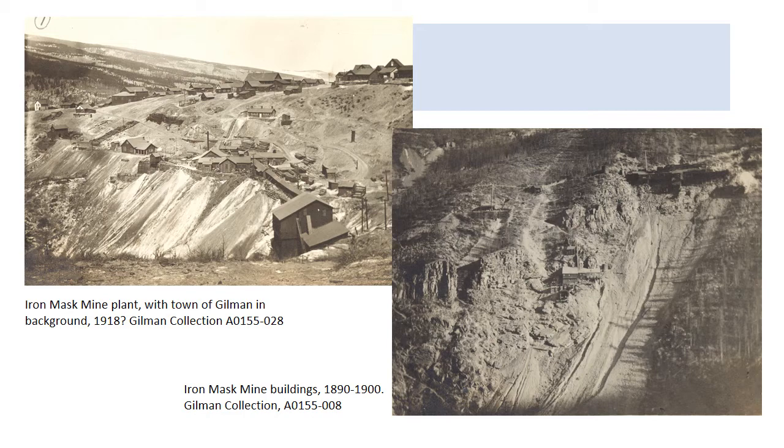These are two pictures of the Iron Mask mine and mine buildings. The first photo on the left is looking at it from the side. You can see the plant and buildings and the mine tailings, and the buildings of the town of Gilman are on the ridge above. On the right-hand side of the slide is, again, the Iron Mask mine buildings, but now the picture is taken from across the gorge. And in this picture, they look much more precariously perched on the cliffs. And I'm always impressed that people could actually work in these conditions.